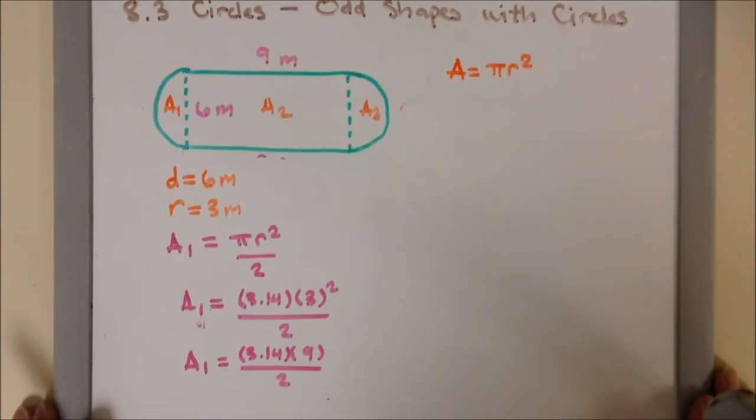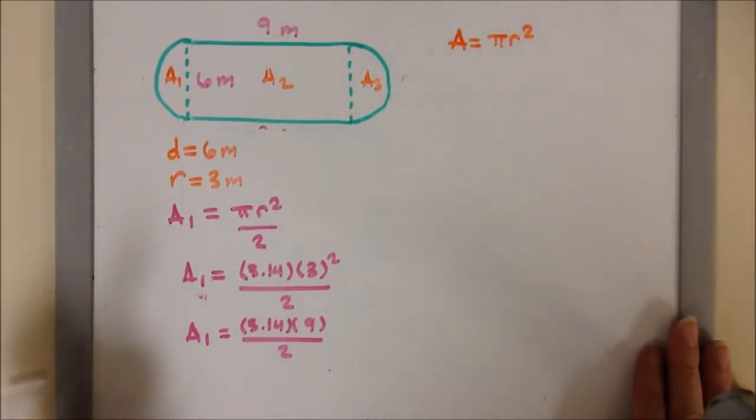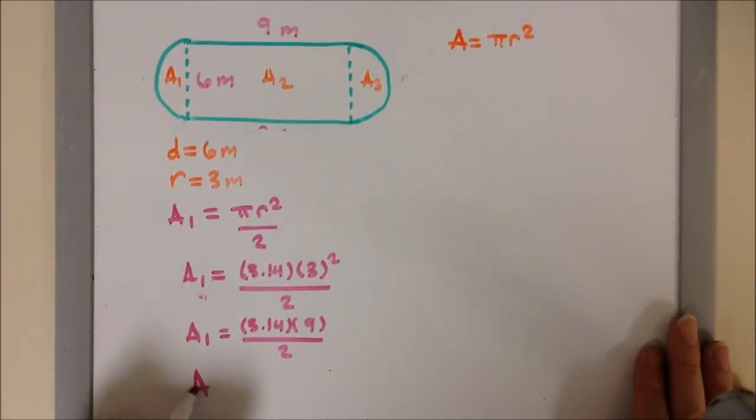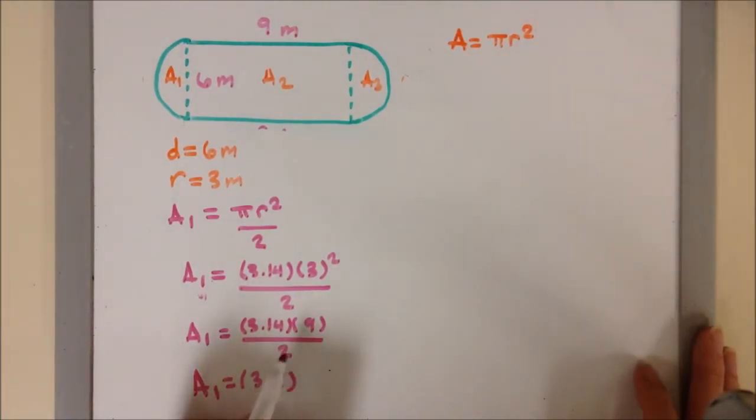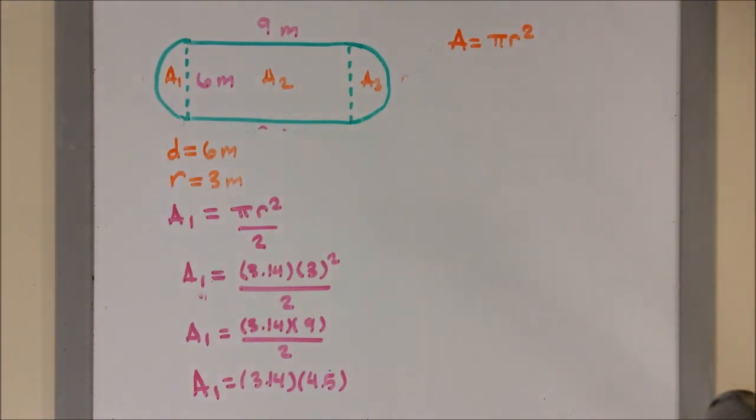So my A1 will equal 3.14. So again, I'm going to divide 9 by 2, which is simply 4.5. So that's all I did for the time being. So again, I only divided 9 by 2.